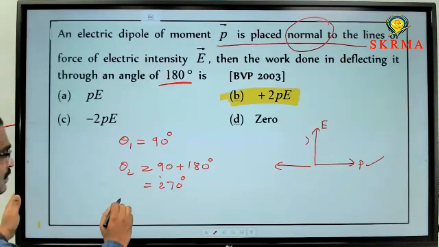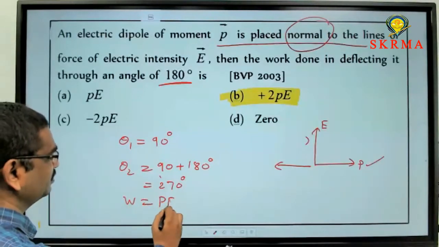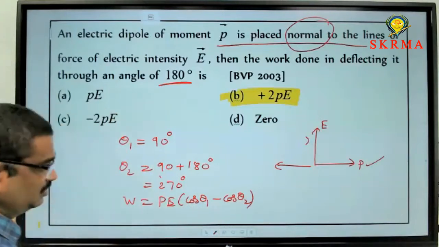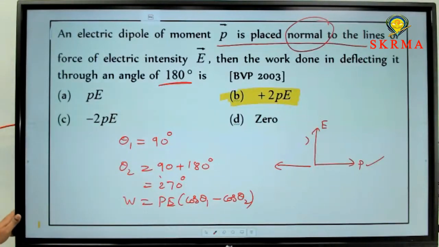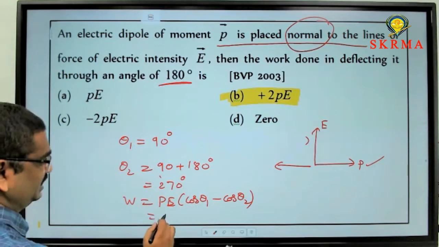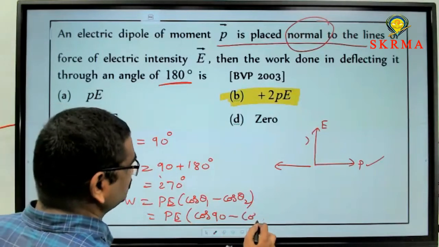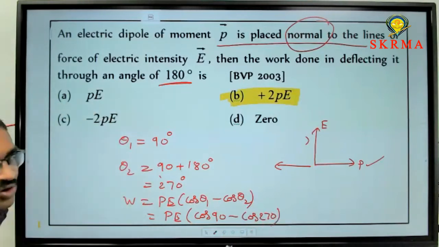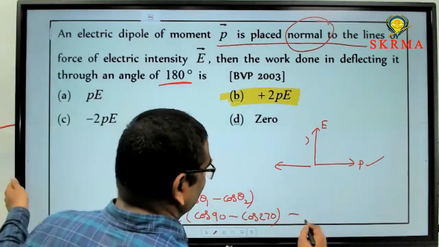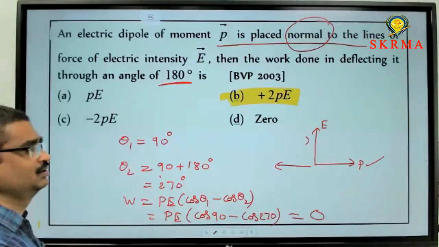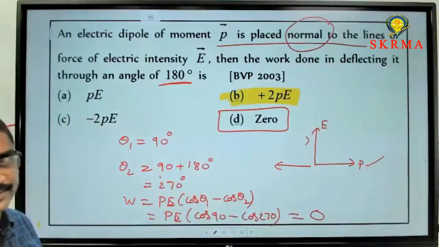Now, work done. The formula is PE into cos theta 1 minus cos theta 2. So PE, what is the value of cos theta 1? Cos 90. What is the value of cos theta 2? Cos 270. Cos 90 is how much? 0. Cos 270 is how much? 0. Then you will get the value as 0. So what is the correct answer? Option D is the correct one.